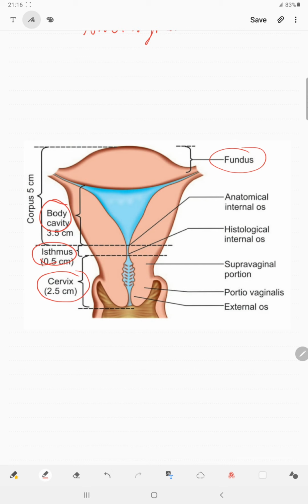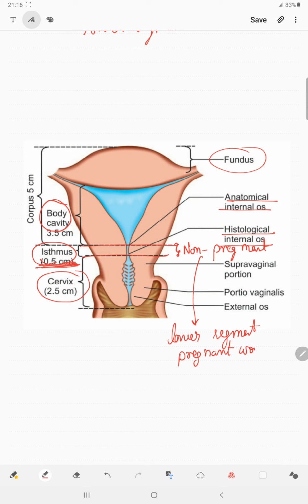Okay, now see, if you look at this isthmus area, isthmus is the constriction after which the cervix will begin. So isthmus is bounded above by the anatomical internal os and below by the histological internal os. So this area of isthmus in a non-pregnant woman, mind you, in a non-pregnant woman, will correspond to what? This will correspond to the lower segment in a pregnant woman.